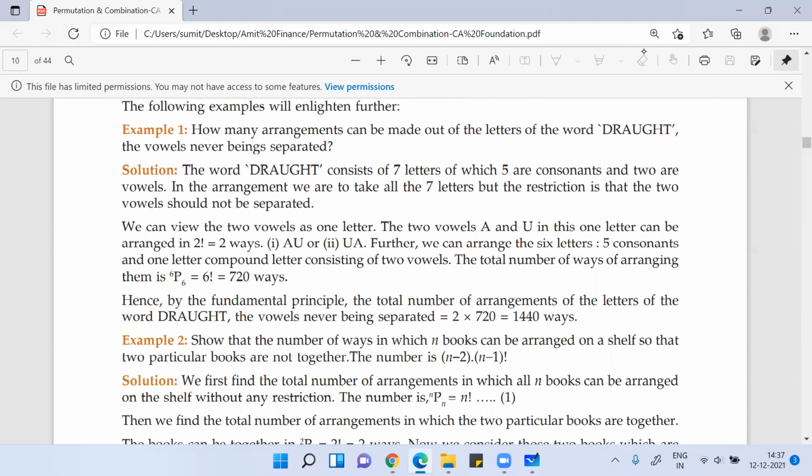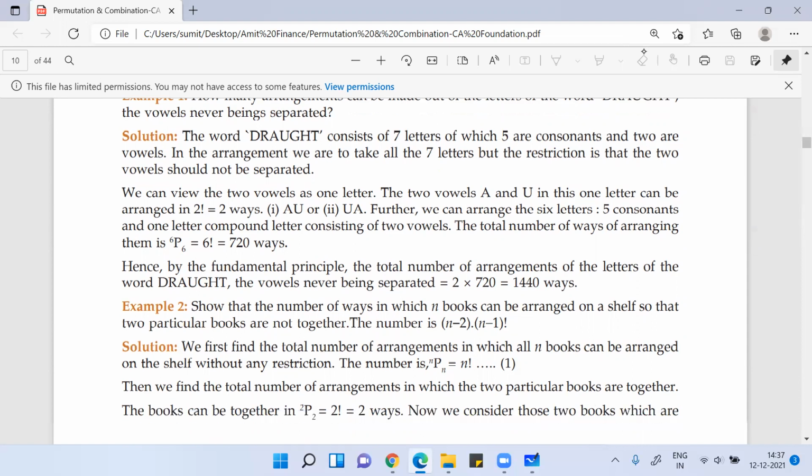Show that the number of ways in which n books are arranged on a shelf so that two books are never together. Already I have done this. Already we have done this.